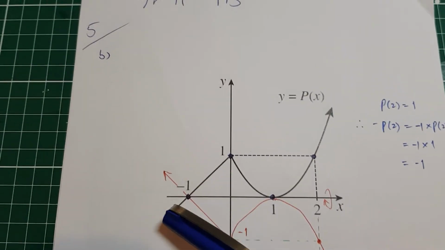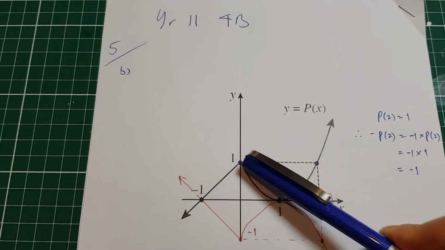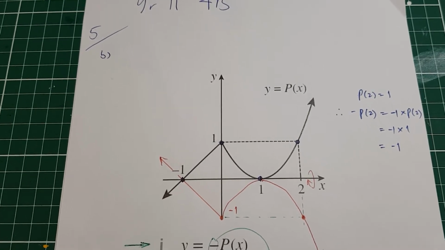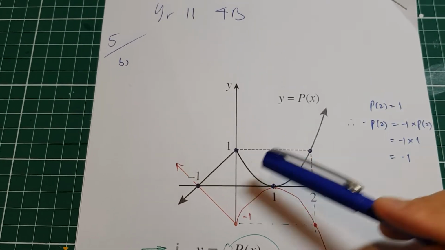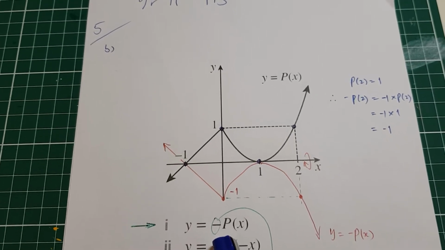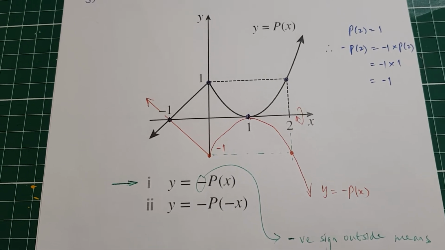So here's the curve for y equals px. Notice there is no equation for it. You can construct it, but that's not part of this chapter. Now, what does it mean to say y equals negative px? All right. Well, let's take a look at this.